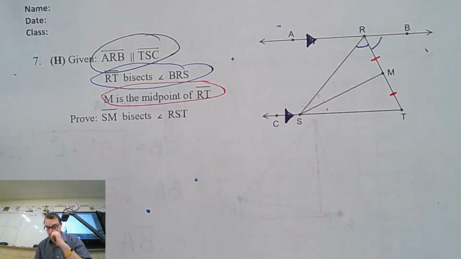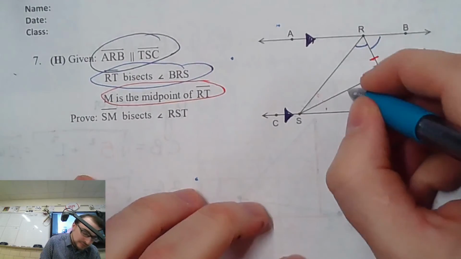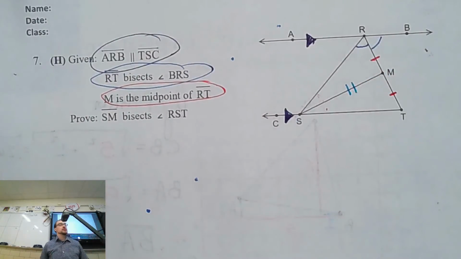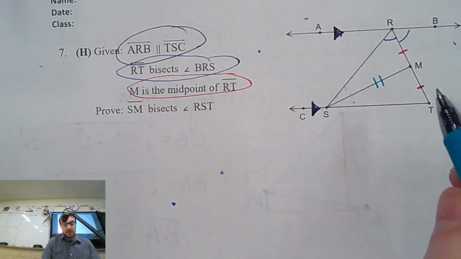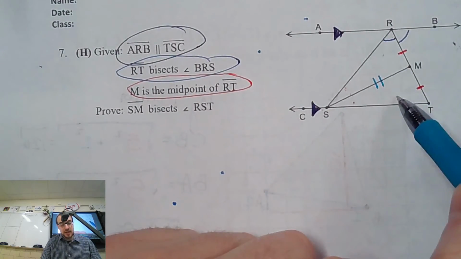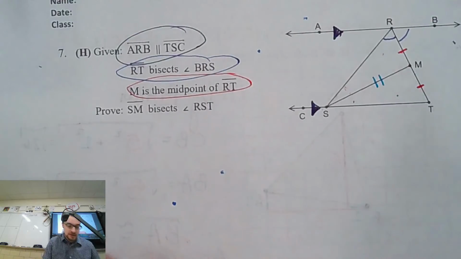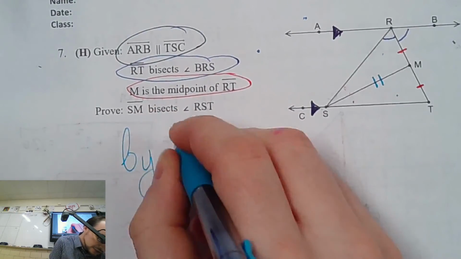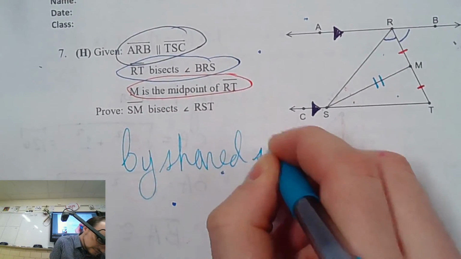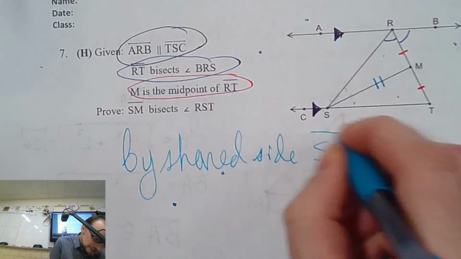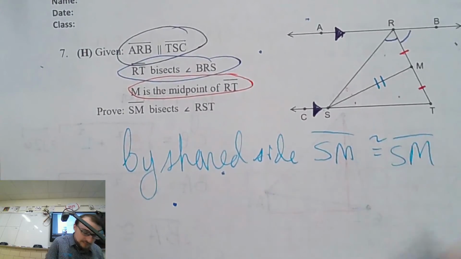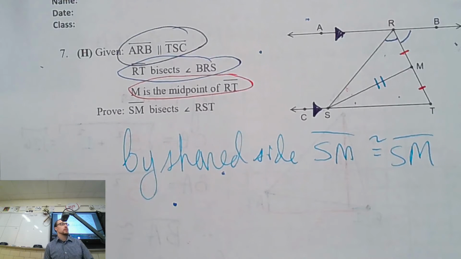Now, Luke said, I see a shared side. I think if we played the spot the shared side game, you guys would all be very good at it right now, right? We'll play that tomorrow, very briefly, and then we'll move on to bigger fish. But in general, I think we're good at seeing the shared side. This triangle and this triangle share that side. So we're going to say by shared side, SM is congruent to SM. SM's used for both triangles, is what we're saying. Xavier, you with me? Yeah?